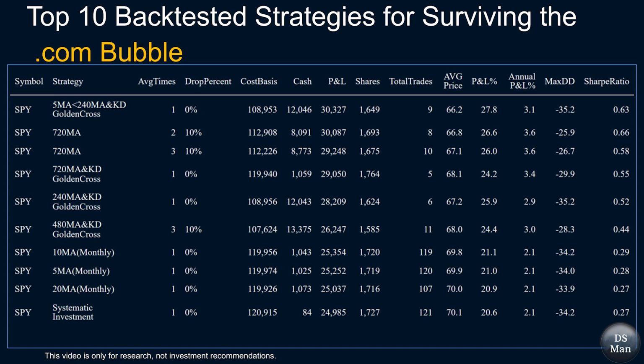Systematic investment, dollar cost averaging, DCA: total return, plus 20.6%. Annual return, 2.1%. Lower risk and simplicity. Maximum drawdown, minus 34.2%. DCA is the set it and forget it approach.